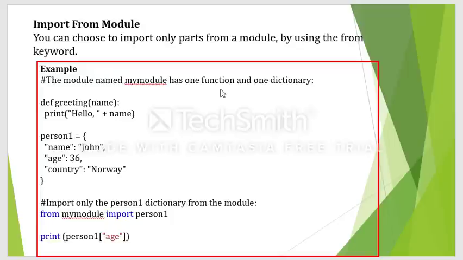While writing some other program, I am trying to import only the dictionary which is available in my module. I am not using all the contents of the my module. So to do that, what I should write as a statement is from. From is the keyword which is used. So from my module, I want to use only a dictionary which is called person1. So from my module import person1.